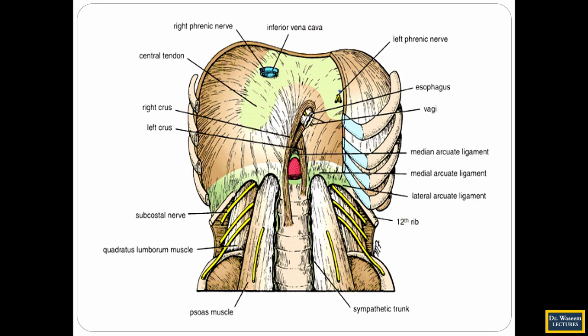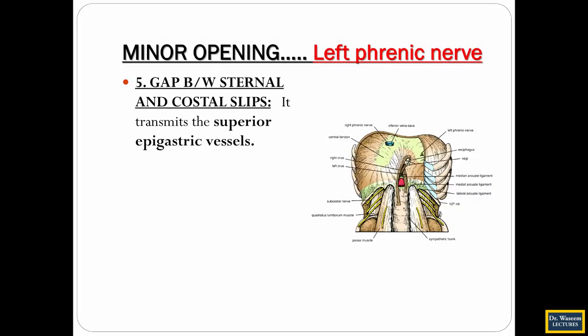And not forgetting here on the left side, in the left central tendon of the diaphragm, it is the left phrenic also, but it does not find any major or minor openings, so it will be going separately. So, the left phrenic nerve will also be passing.